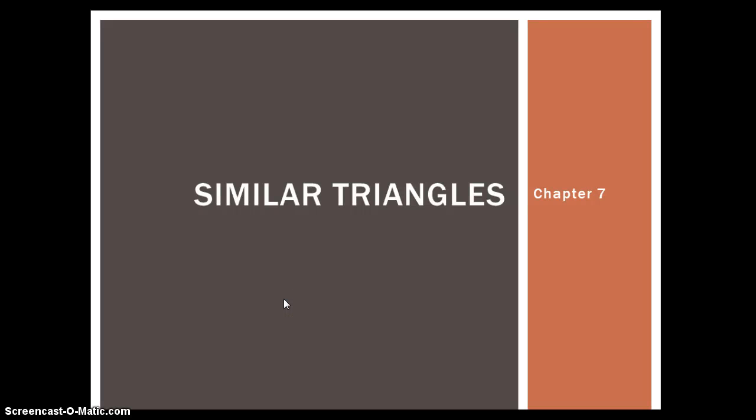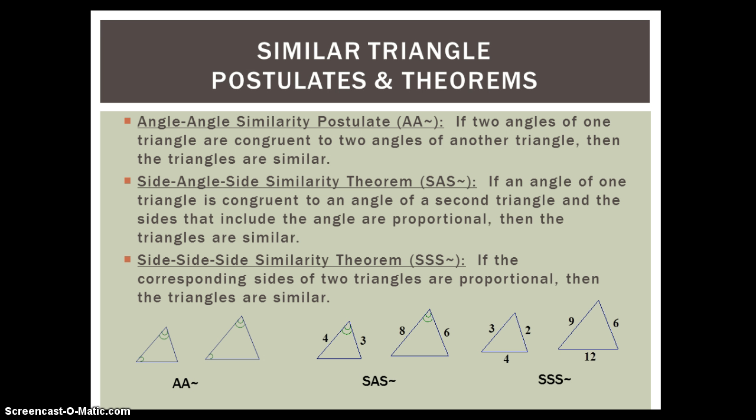We began this unit by talking about similar polygons, and now we're going to talk specifically about similar triangles. There are a few theorems and postulates we need to know about similar triangles. The first one is the angle-angle similarity postulate, also seen as AA with a similarity sign. It says that if two angles of one triangle are congruent to two angles of another triangle, then the triangles are similar.